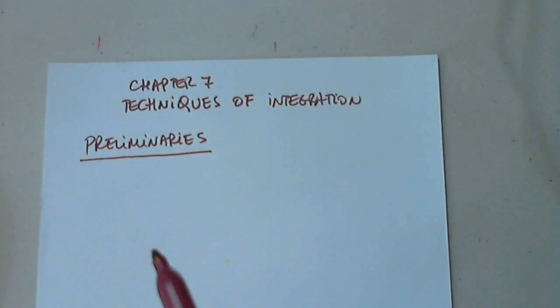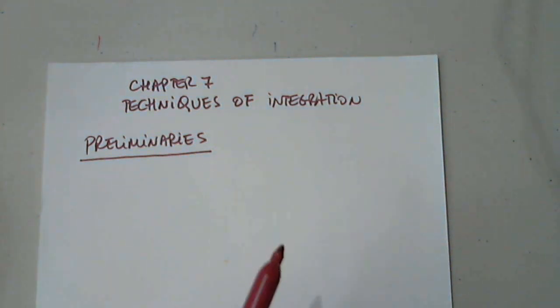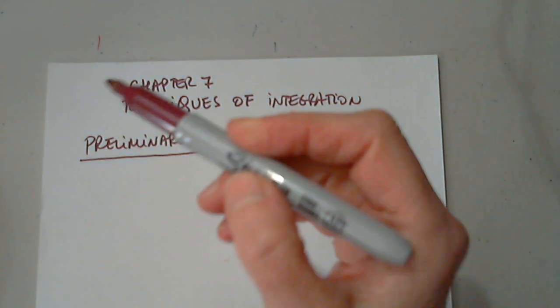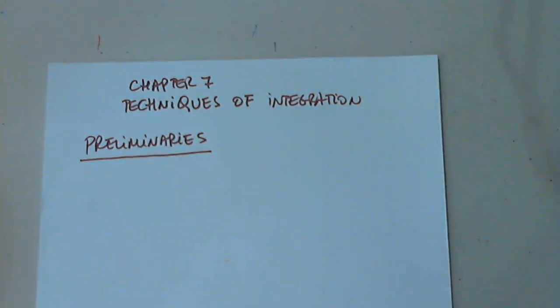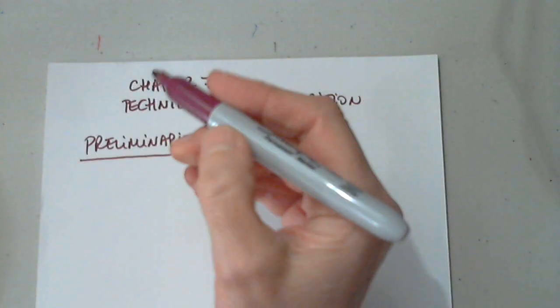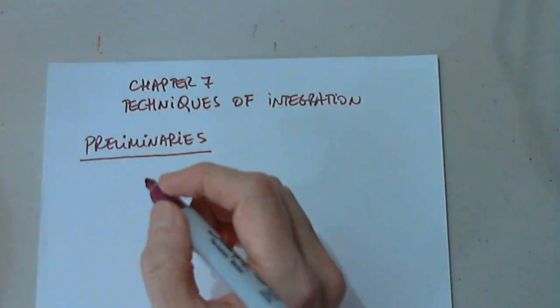We are starting chapter 7, techniques of integration. Before we even look at 7.1, which is integration by parts, I would like us to review and also discuss a few integrals that we have not presented or discussed in Calc 1. So first of all, I would like us to carve in stone or discuss the following.